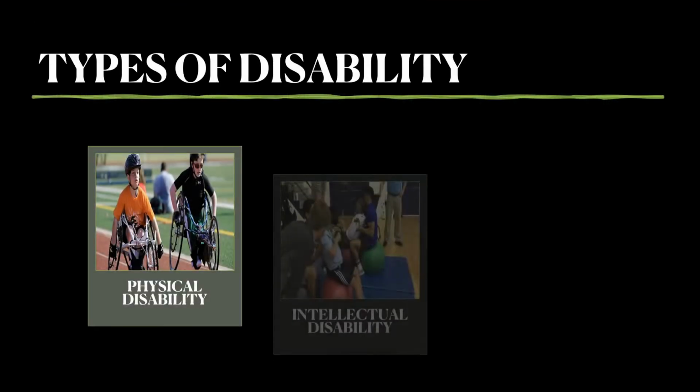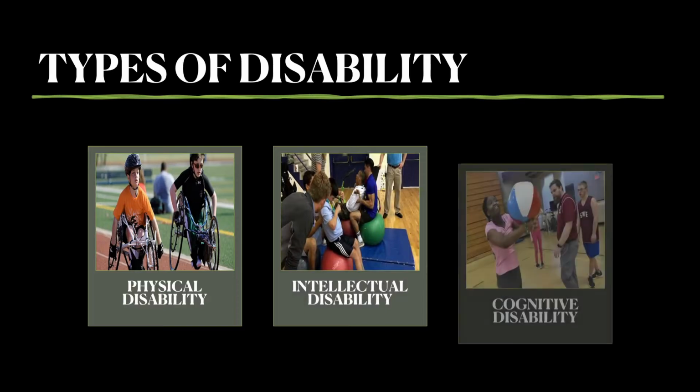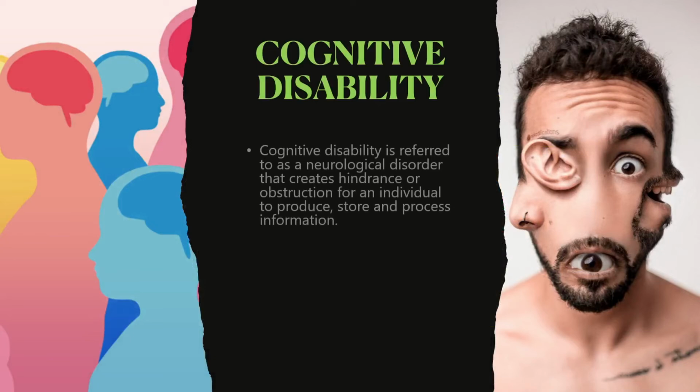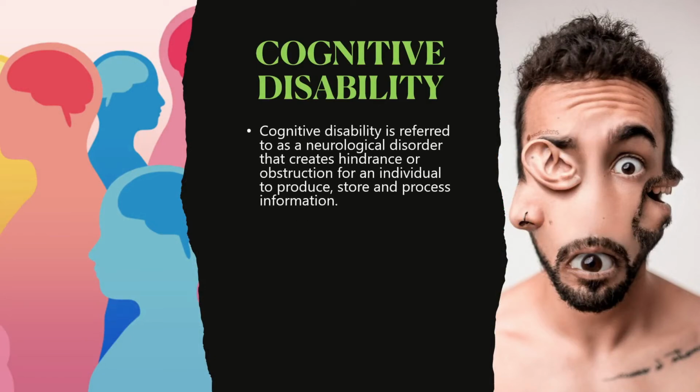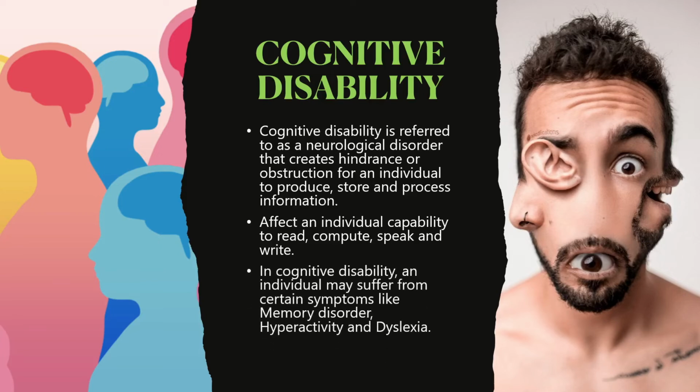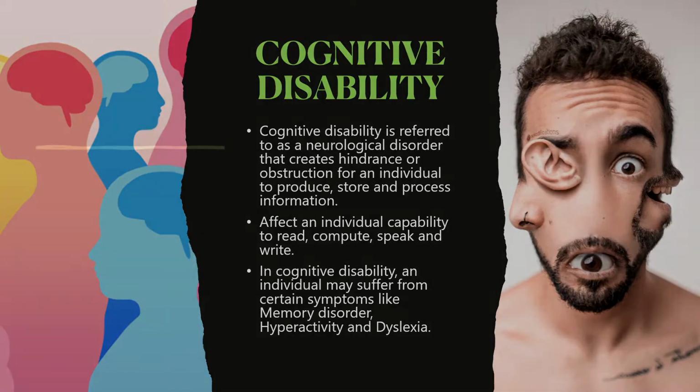Types of disability: physical disability, intellectual disability, cognitive disability. Cognitive disability is referred to as a neurological disorder that creates hindrance or obstruction for an individual to produce, store, and process information. It affects an individual's capability to read, compute, speak, and write. An individual may suffer from certain symptoms like memory disorder, hyperactivity, and dyslexia.